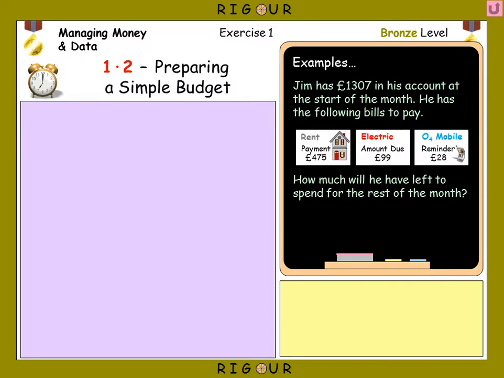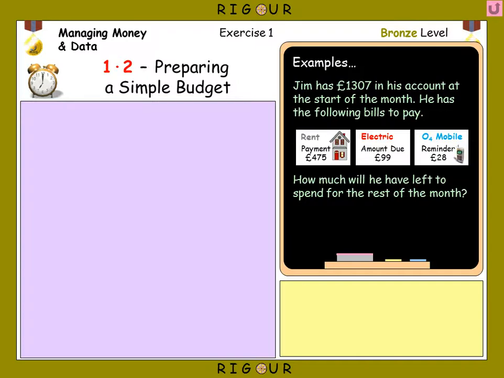So this is like a question you'll have to sit in your unit assessment, your test. So Jim has £1,307 in his bank account at the start of the month. He has the following bills to pay: his rent at £475, his electricity bill at £99, and his mobile phone bill, which is £28. So how much will he have left to spend for the rest of the month?